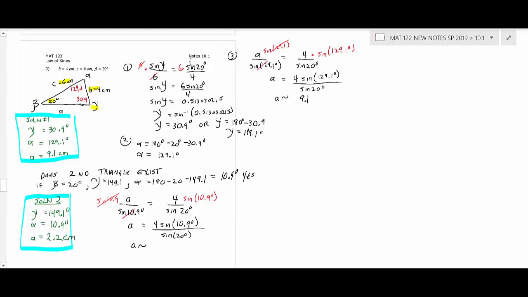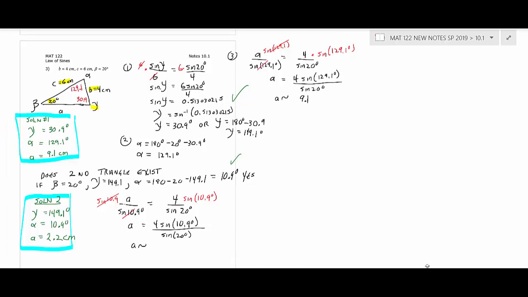You can go through and look at what I did on this. The key thing is when you set up the law of sines ratio, you ended up with sine of gamma being something between 0 and 1, which gives you 2 angles. Your calculator gives you 30.9, but 180 minus 30.9 gives you the 149.1. Does a second triangle exist? Well, you were given beta is 20. You found gamma to be 149.1, and 180 minus 20 minus 149.1 is a positive angle, so yes, that's possible.